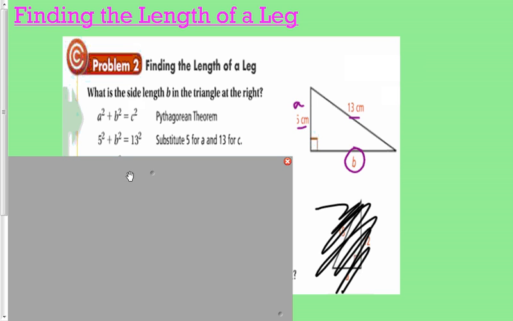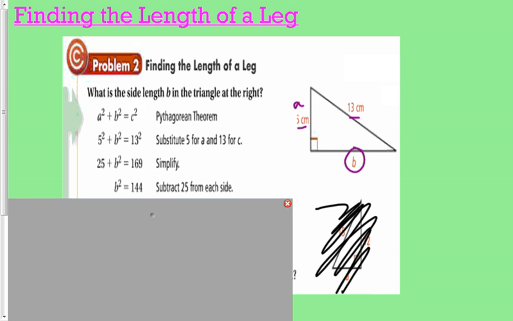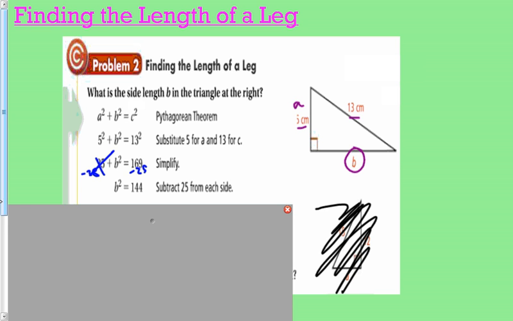Okay? But now we're going to have to just solve this like a regular equation. We want to simplify the exponents. So we have 25 plus b squared equals 169. And then to get the b squared by itself, we want to subtract 25 from both sides. So minus 25 to cancel out, and minus 25 here. And that gets us b squared equals 144.